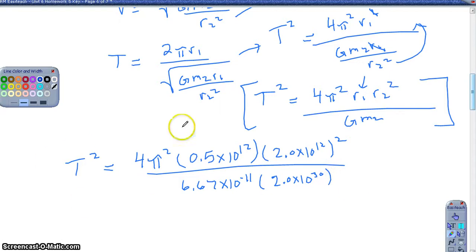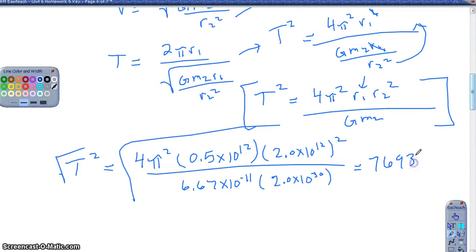Okay, so if I calculate this whole mess, and I square root both sides as well, you get a measurement of 769337587. I know that is not very numerically correct, but that's how many seconds the period would be.